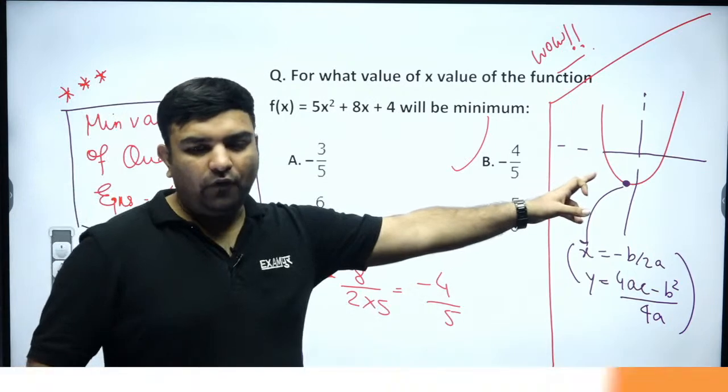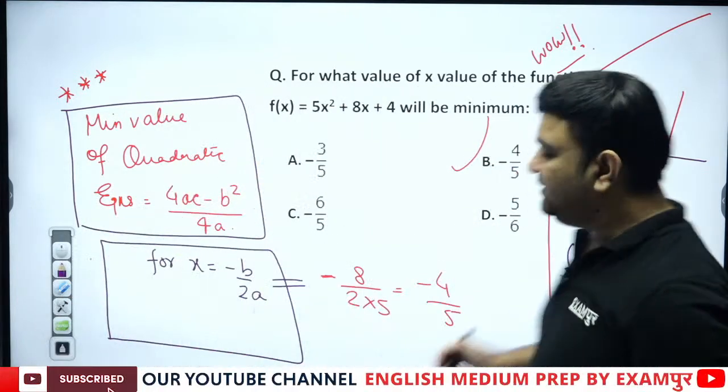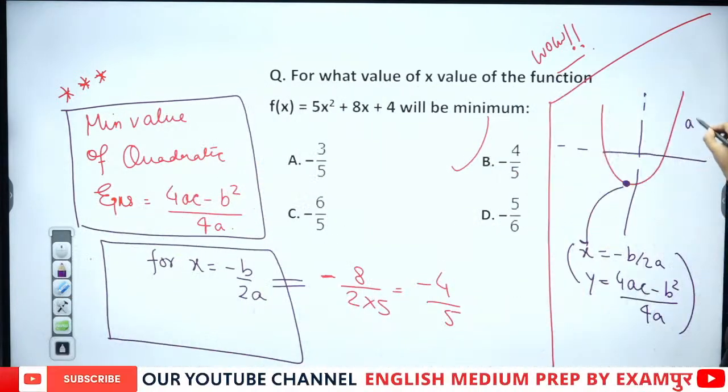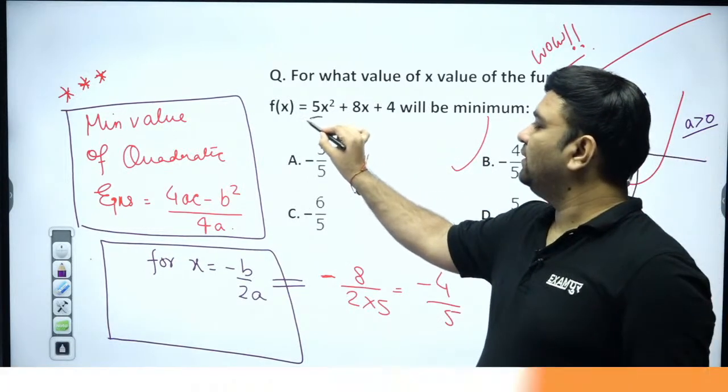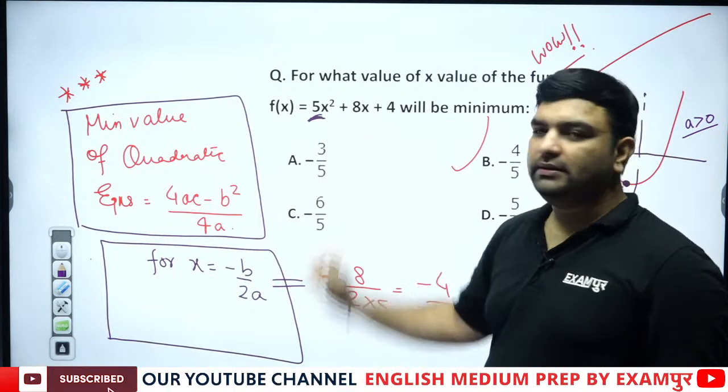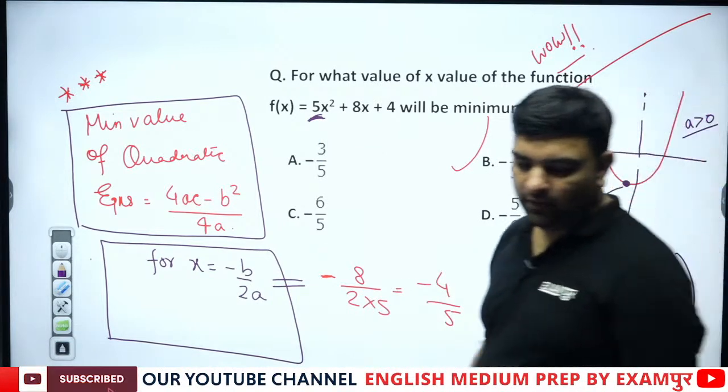This is the graph for A positive. This is the graph for A greater than 0.